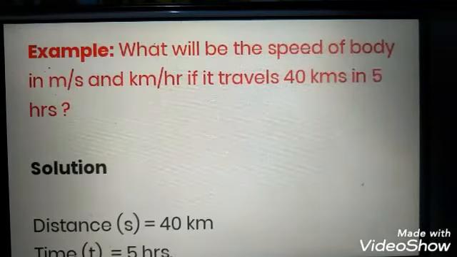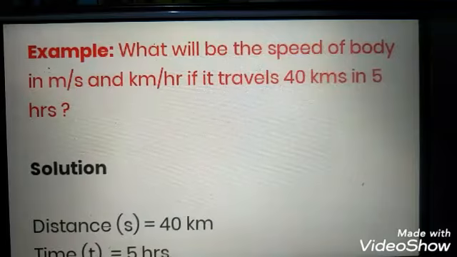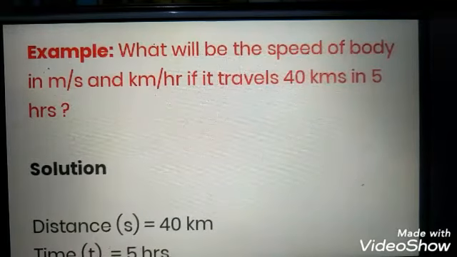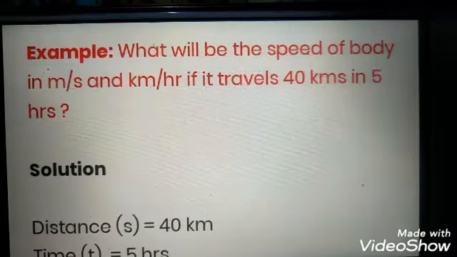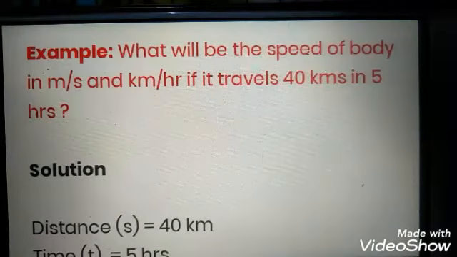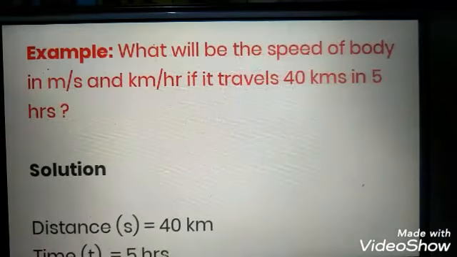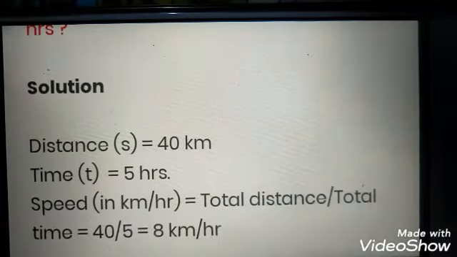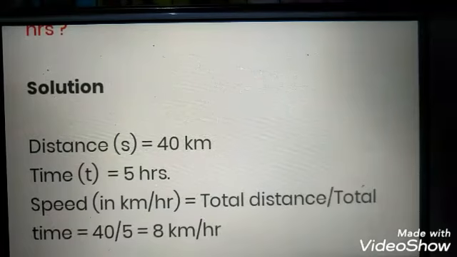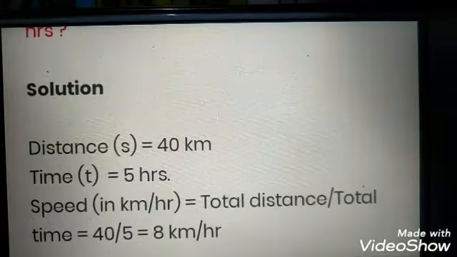The next numerical problem that we are going to see is: what will be the speed of the body in meter per second and kilometer per hour if it travels 40 kilometers in 5 hours. So what is given? Distance is equal to 40 kilometers, and time is equal to 5 hours. The speed, we know the formula, it is total distance upon total time. So total distance is 40 and total time is 5, which is equal to 8 kilometer per hour.